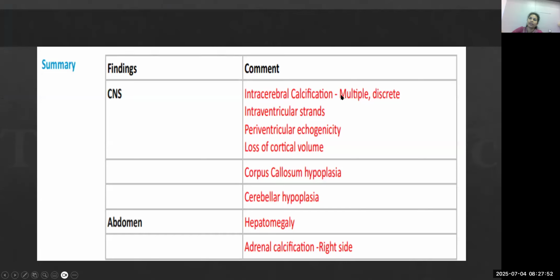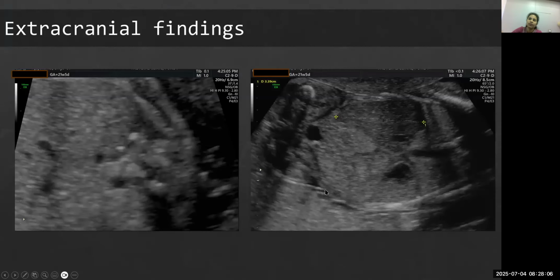So we had the finding of multiple intracerebral calcifications with intraventricular synechiae, periventricular echogenicity, loss of cortical volume, corpus callosal hypoplasia, cerebellar hypoplasia, and also additional extracranial findings of an adrenal calcification and a hepatomegaly.